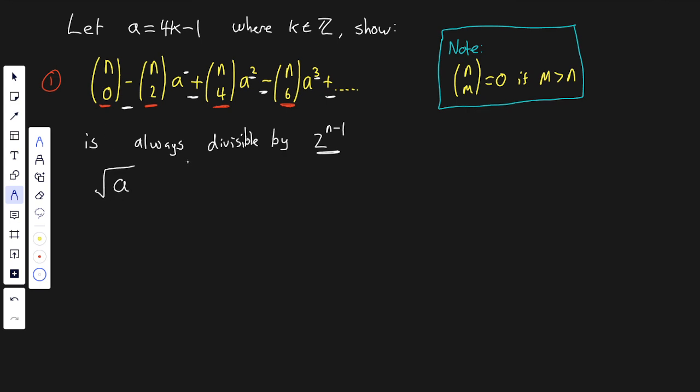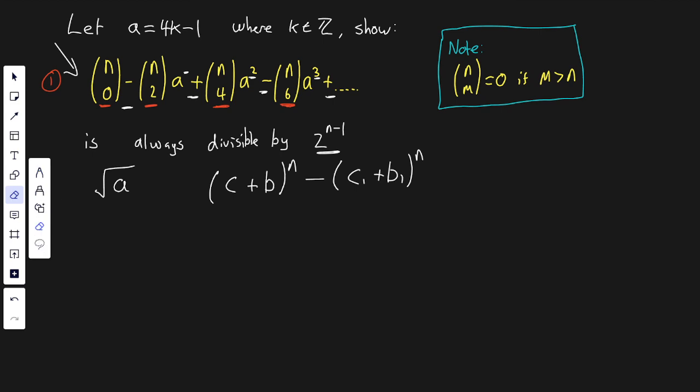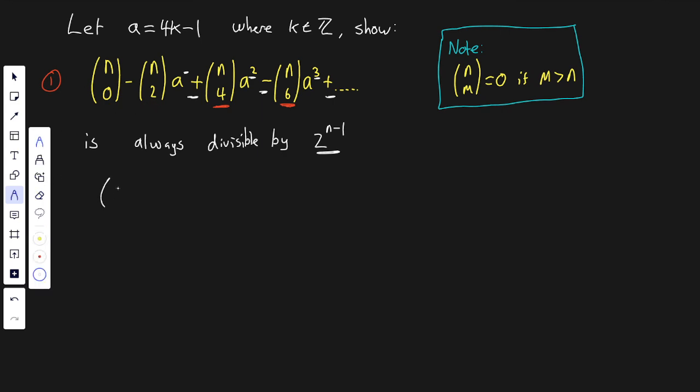And because our whole idea here is to try to convert this into, I don't know, a c plus b to the n, maybe subtracting a c1 plus b1 to the n. Basically, we want to try to simplify this binomial into a much nicer binomial. So if you play around with this, you can actually find quite a nice one, which is 1 plus i root a to the n.